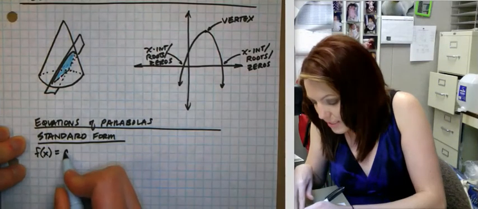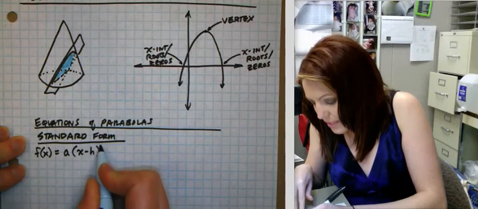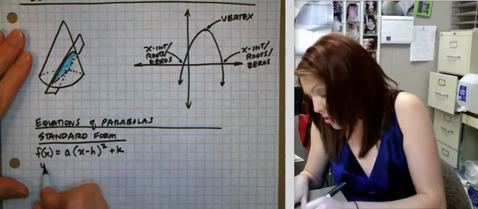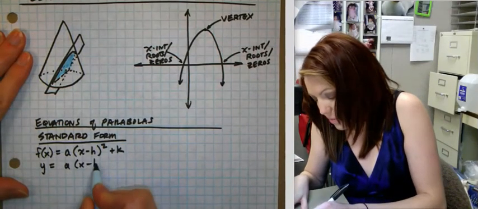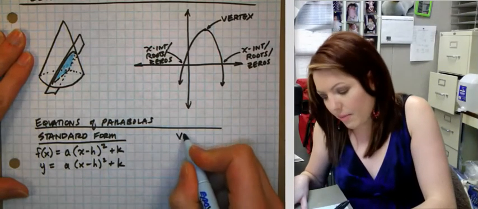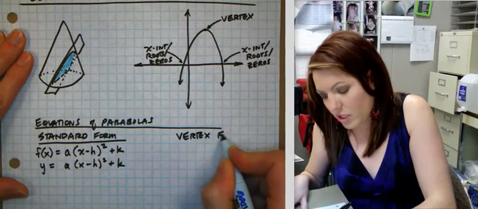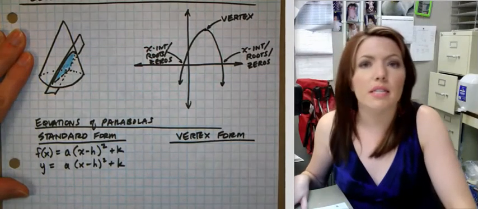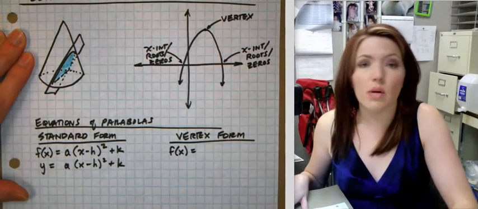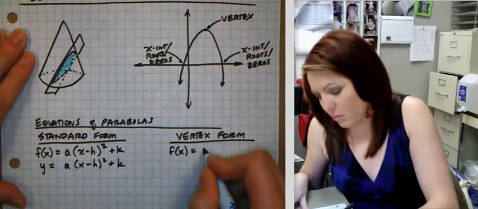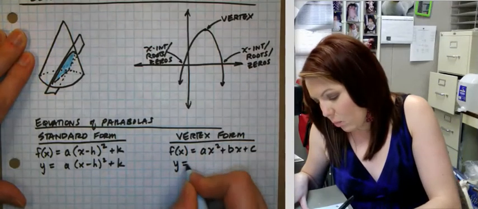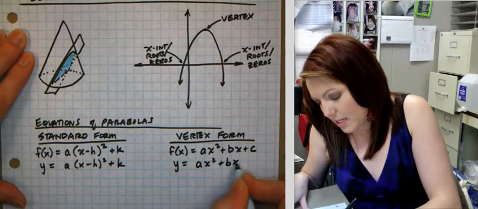So it looks like this: f of x equals a times x minus h squared plus k. And f of x and y, they mean the same thing. So it also could look like this: y equals a times x minus h squared plus k. And then we also have vertex form, which again, I know that some books and some math teachers or professors and everybody kind of has their own way of denoting these, but there are a couple different forms and we're looking at both of them. So this one is ax squared plus bx plus c, or again, y equals ax squared plus bx plus c.